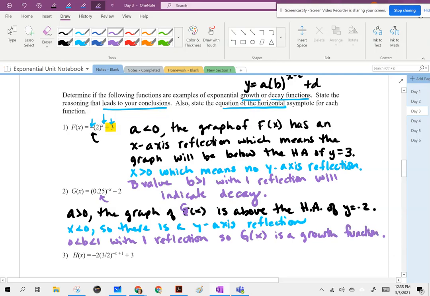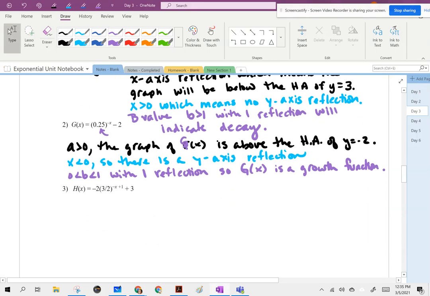Okay, it's a growth function. All right, now let's take a look at this one. How many reflections do you have? We have 2, which means it's going to end up back where it started. So let's analyze that real quick. 3 over 2. What's your guess? Is it going to be growth or decay?